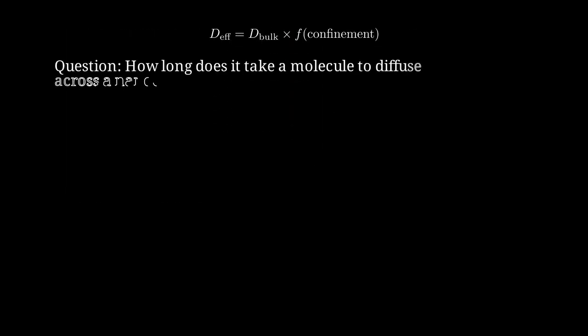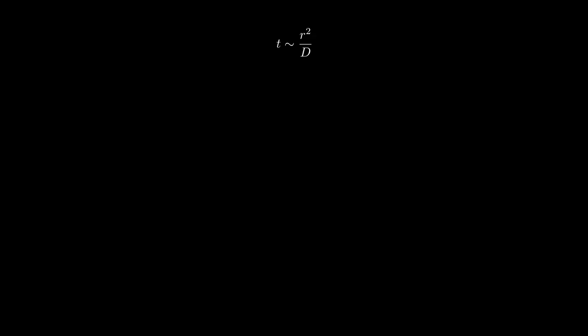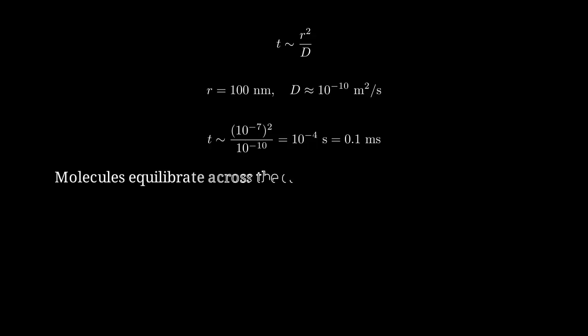Let's answer another key question. How long does it take for a molecule to diffuse from the center to the edge of a nanocapsule? The characteristic diffusion time scales as r squared over D. For a 100 nanometer radius capsule with a typical diffusion coefficient of 10 to the minus 10 meters squared per second, the time is about 10 to the minus 4 seconds, or 0.1 milliseconds. That's incredibly fast. This means molecules equilibrate across the entire capsule almost instantly. Internal diffusion is not the rate-limiting step.